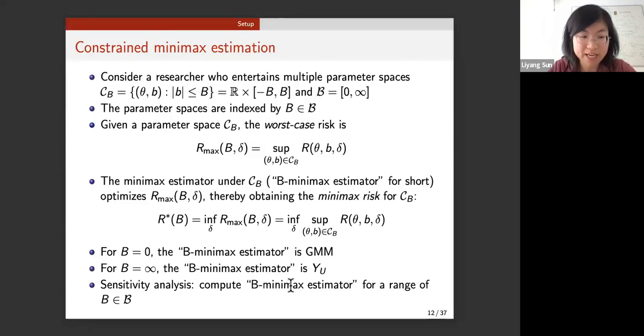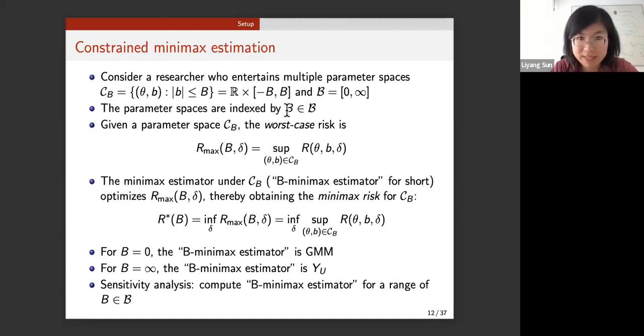So now suppose a researcher has no prior information about the target parameter, so theta can belong to the real line, but instead might have some information about the magnitude of the bias. So even though we cannot pinpoint the exact value of the bias, we might have enough information to pinpoint the upper bound. Then consider a researcher that entertains multiple bias spaces that are nested and indexed by the upper bound that the researcher places on the bias.